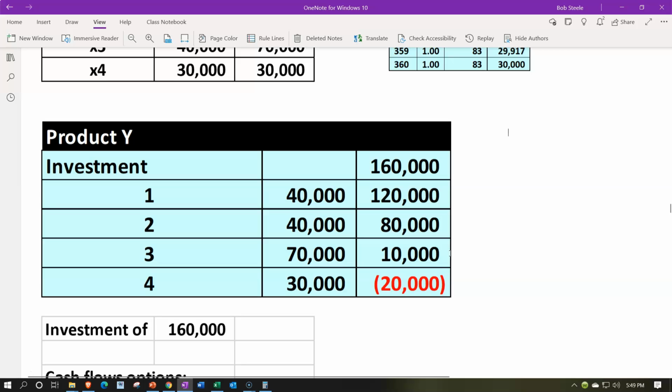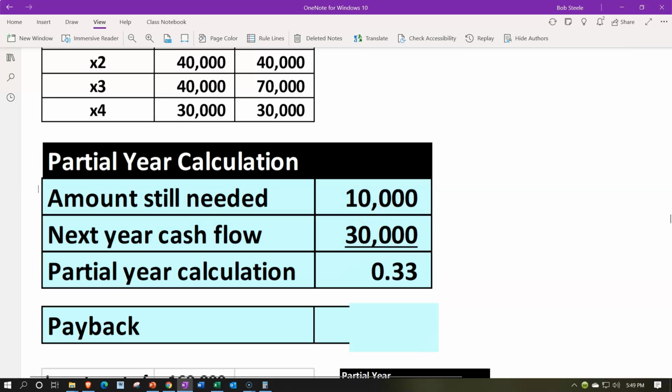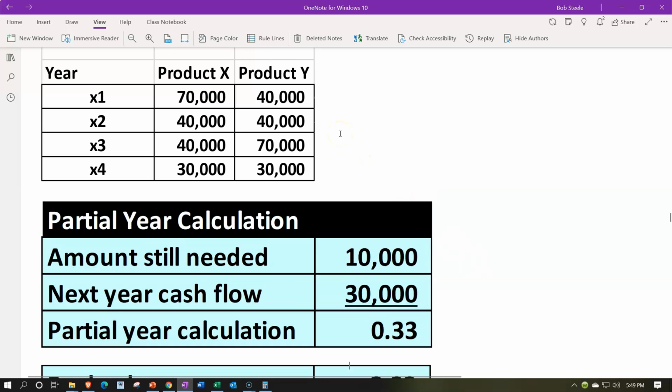So in any case, we have the 10,000 that we still need to recover, and we usually take the fraction of the year, that 10,000 divided by the amount that we get in the following year, the 30,000, looking like this. We get the 10,000 over the 30,000 is once again 0.33. So the result then is 3.33 again. So both of these come up to the same 3.33.